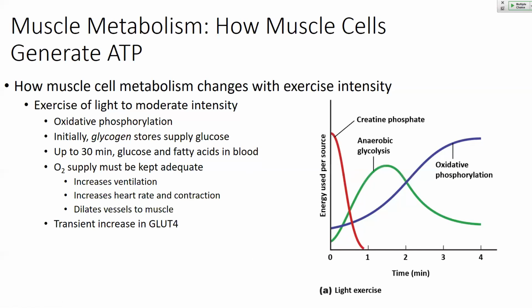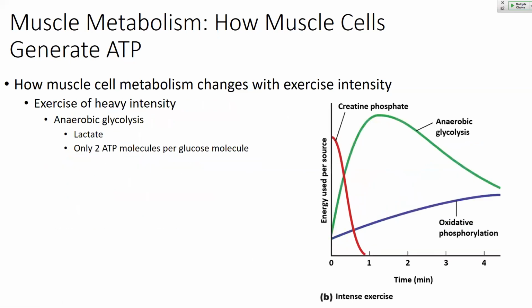And then the major metabolic process that really takes over after about the second or third minute is oxidative phosphorylation, which is heavily reliant on oxygen. Okay? And so this is how muscle is energized for light to moderate intensity exercise. Let's look at heavier intensity exercise. So let's say you're sprinting, let's say you're running, let's say you're lifting heavy weights.